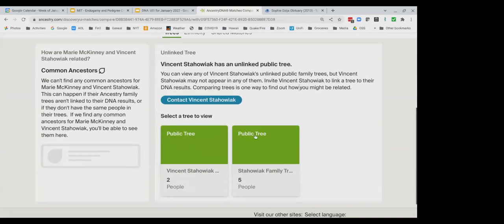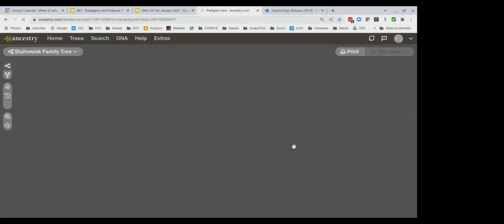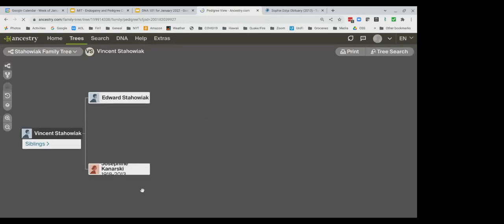So if I hit on the public tree with 5 names, there we show up with Josephine Konarski, who is in my database. So I don't have to go any further. I know what the relationship is. Okay. So I hope that's been helpful. We're going to go back to the show now.